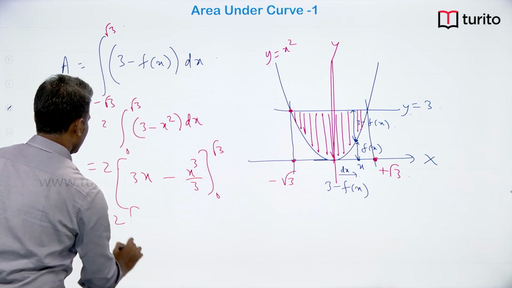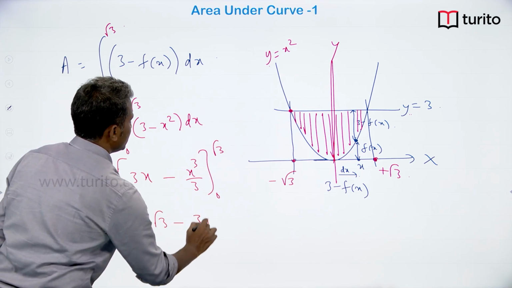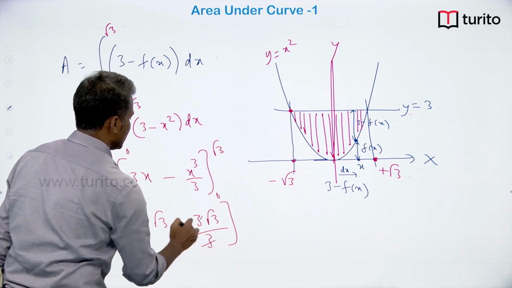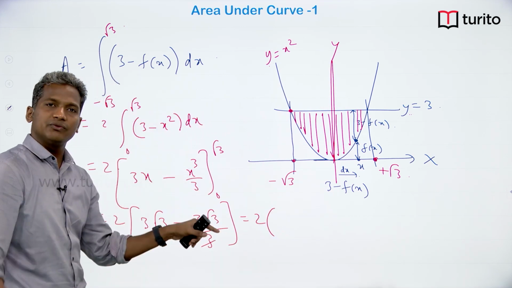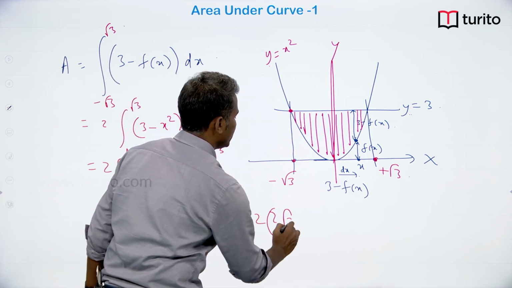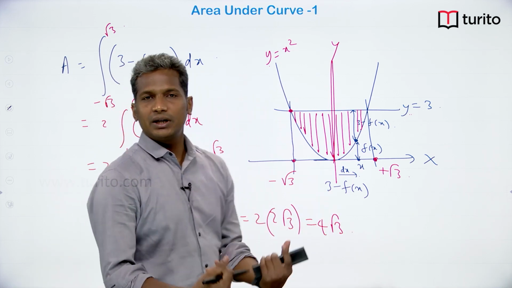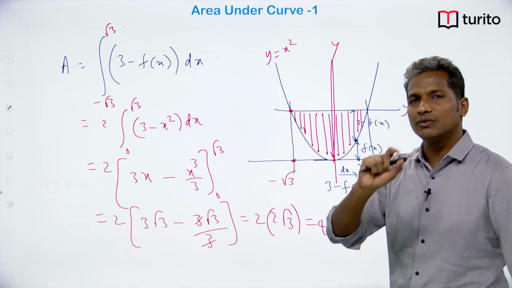So this is going to give me 2 into 3 root 3 minus 3 root 3 by 3. Here 3 is getting cancelled. So we got 2 into 3 root 3 minus 1 root 3, which is going to give me 2 root 3... which is again 4 root 3. So this way also we can do it depending on the situation. Here I have just given you one idea.